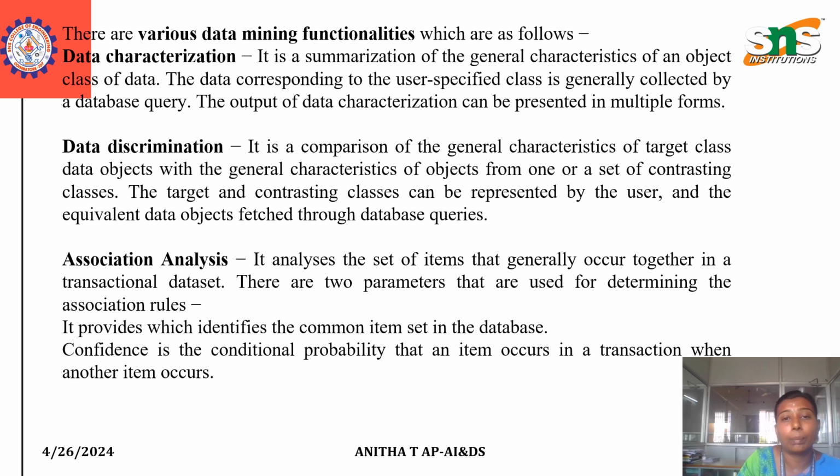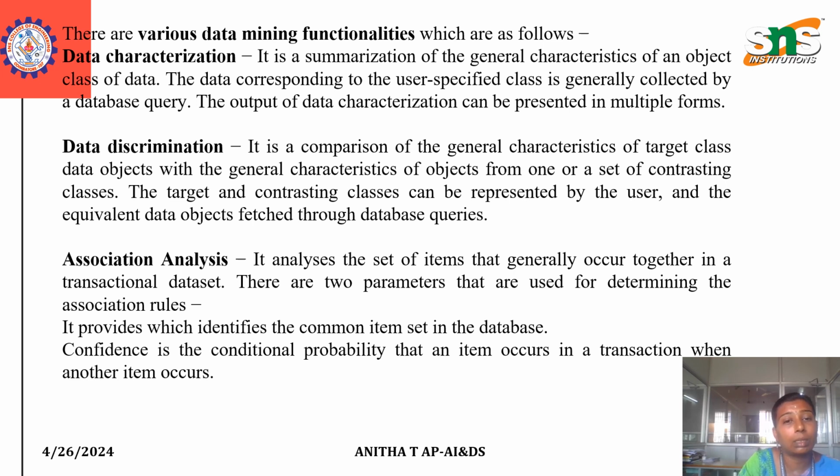Discrimination is a comparison of the general characteristics of target class data objects with the general characteristics of objects from one or a set of contrasting classes. The target and contrasting classes can be specified by the users, and the equivalent data objects are fetched through database queries.